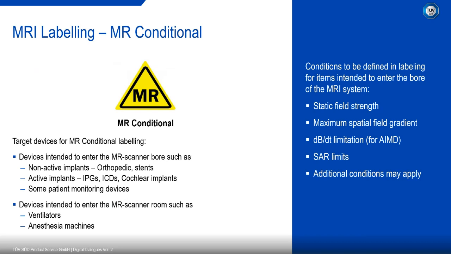Typically, conditions to be defined in labeling for items intended to enter the bore of the MRI systems are static field strength. For example, is it MR conditional for 1.5 Tesla or 3 Tesla, or both? Maximum spatial field gradient, and specific absorption rate or SAR limit. For example, normal mode with 2 watt per kilogram whole body average SAR, or first control mode, or maximum head average SAR.